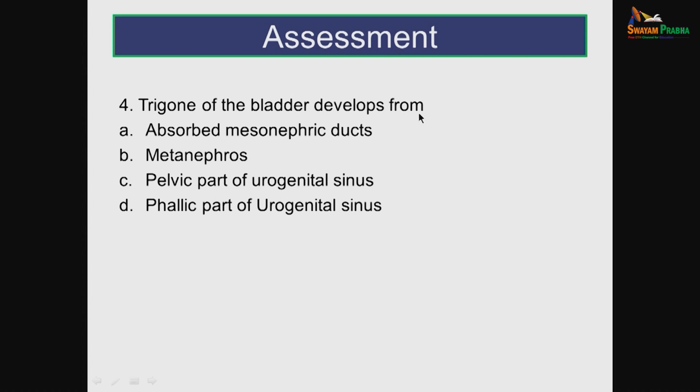The trigone of the bladder, we said, is the triangular area on the posterior wall of the bladder. It develops from A. Absorbed mesonephric ducts, B. Metanephros, C. Pelvic part of urogenital sinus, and D. Phallic part of urogenital sinus. We have already understood that the trigone is going to be developed from the absorption of the mesonephric ducts into the vesico-urethral canal. We will move to the next question.